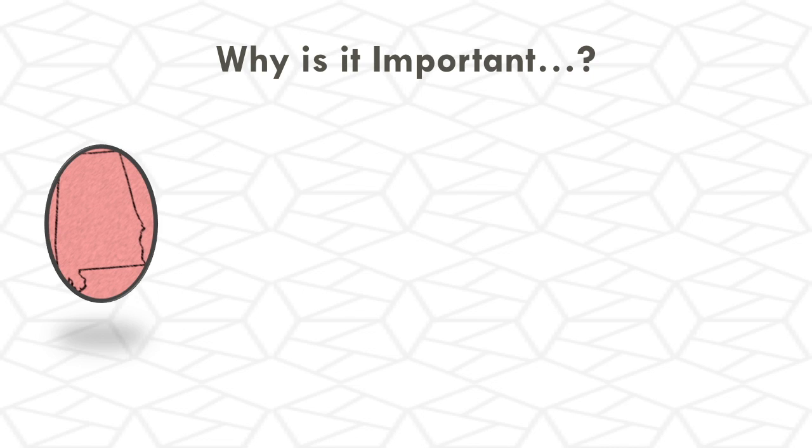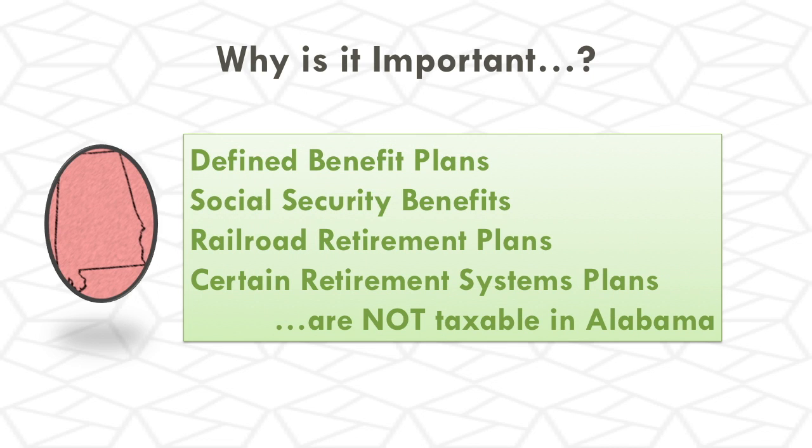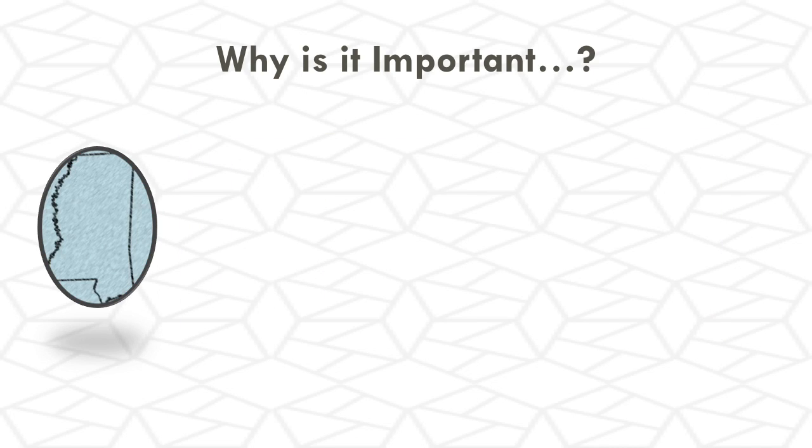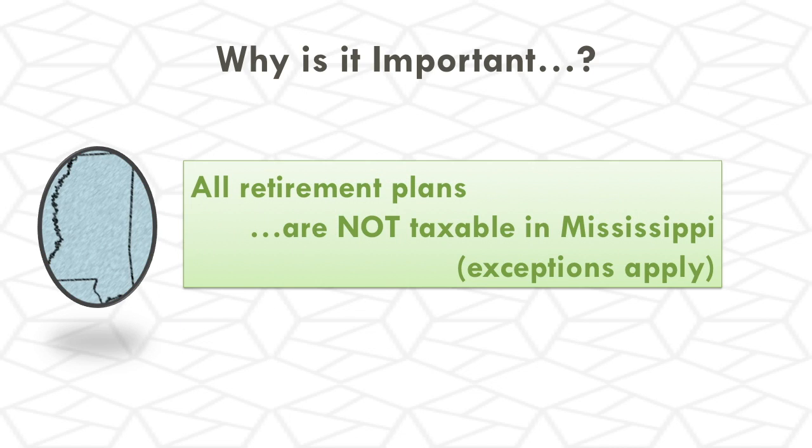So, for example, in the state of Alabama, these retirement categories are not taxable in the state. We've already talked about how Social Security benefits are non-taxable in Alabama if you watched the Alabama lesson, but also defined benefit retirement plans and railroad retirement plans, as well as certain retirement systems, are not taxable in Alabama. So unless we determine that a taxpayer has one of those plans, we can't assume the plan is exempt from tax. In the state of Mississippi, most retirement plans, I say all retirement plans, but there are some exceptions, are not taxable in Mississippi at all. So if you have a retirement plan from Mississippi and you're being taxed in that state, in general, most retirement plans will not be taxable.